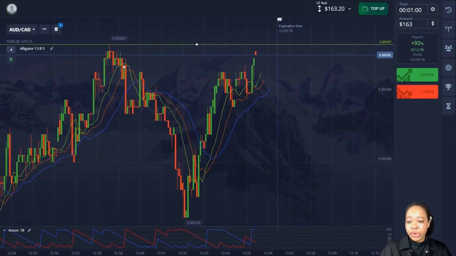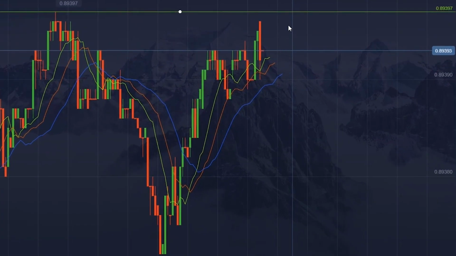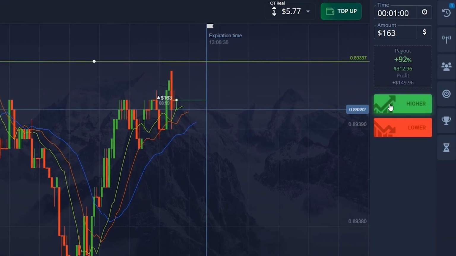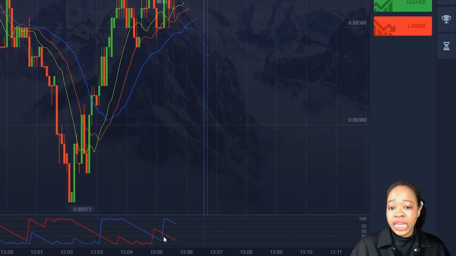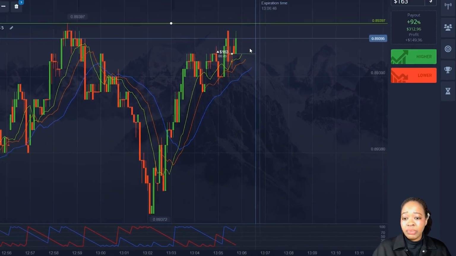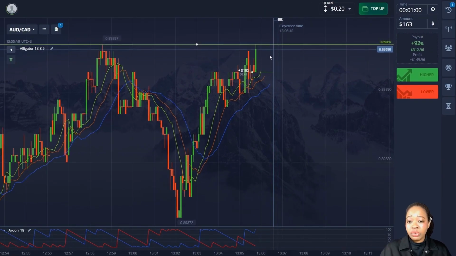So as you can see, the price has already hit the level of resistance. At the moment, the price is again approaching this level. In this situation, I'm going to open a deal on a rising for 1 minute. Since as you can see, the green line of the alligator is located above the rest. Also on the indicator Aroon, the blue line intersects the red one from the top down. That is that both indicators tell us about the future growth of the price.